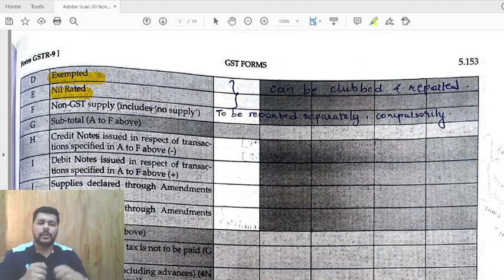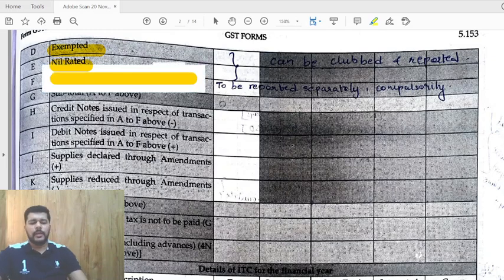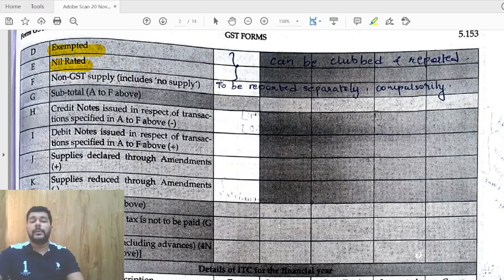Means now exempted और nil rated में difference इतना ही है. Nil rated means जिसका tariff, GST tariff rate is nil, and exempted means those which are exempted by the virtue of exemption notifications issued. But when you are talking about non-GST supplies, which also includes no supplies, this data is to be reported compulsorily separately. This was an instruction introduced back in 2021, I mean 22-23. ये कंटिन्यू है. नॉन जीएसटी सप्लाईज का डेटा आपको अलग से रिपोर्ट करना जरूरी है.